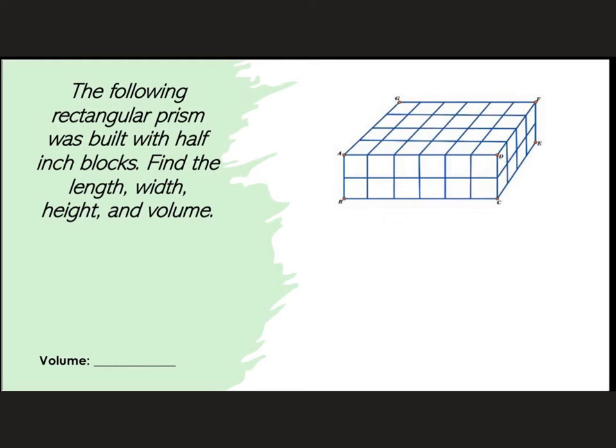All right, the following rectangular prism was built with 1/2-inch blocks. Find the length, width, height, and then the volume. So rectangular prism, each one's a 1/2 a block. So remember, a 1/2 plus a 1/2 here, that would equal 1 whole. There's another whole, and then last but not least, the length here would be 3.